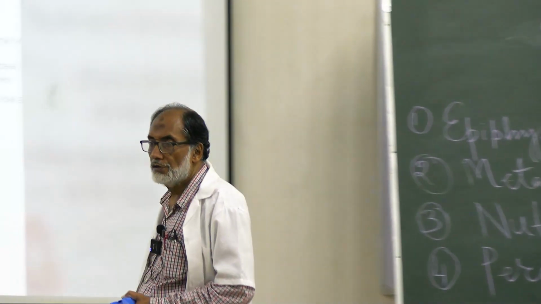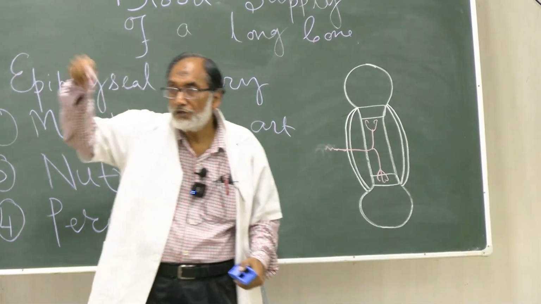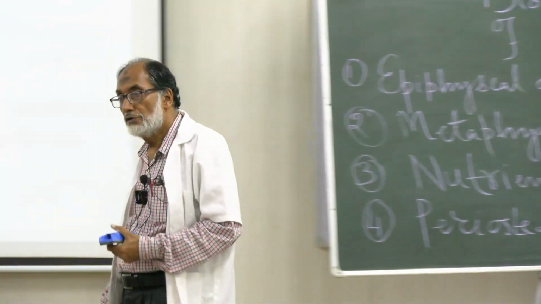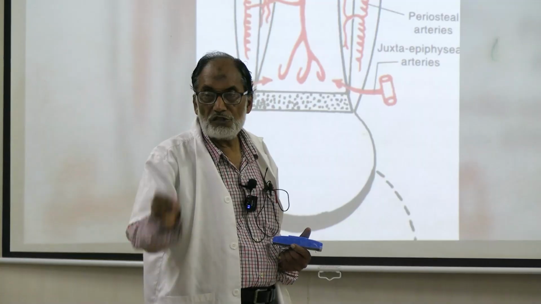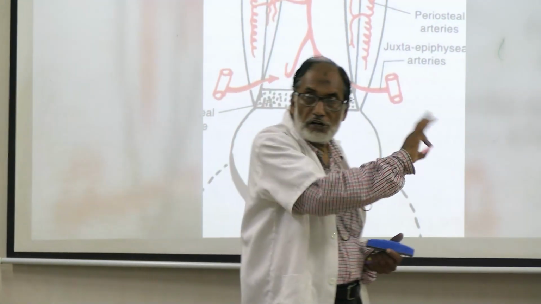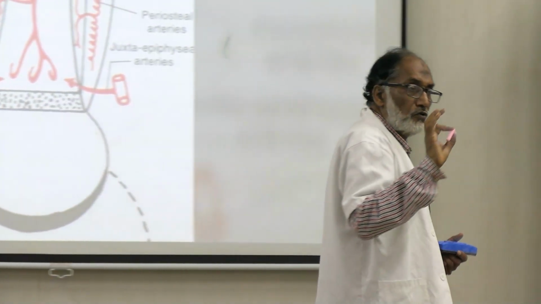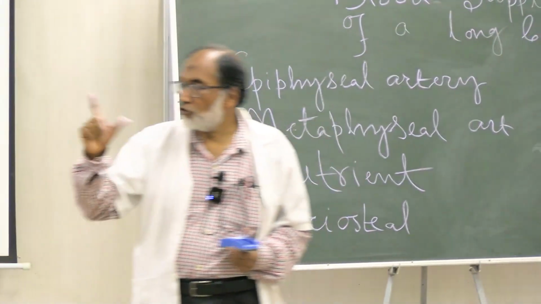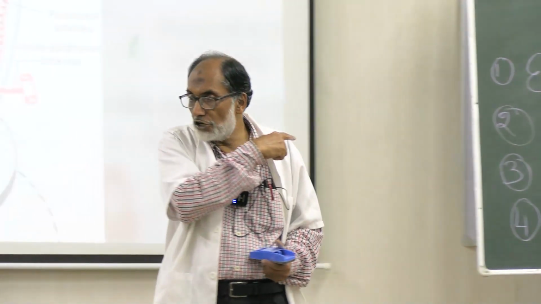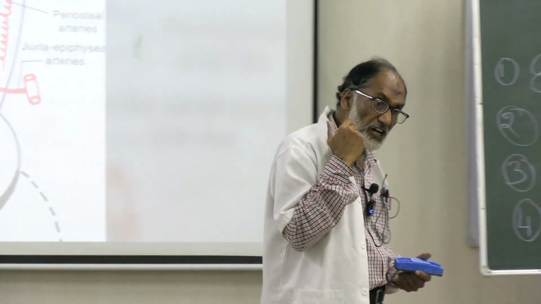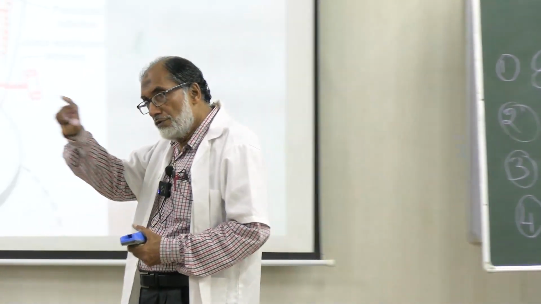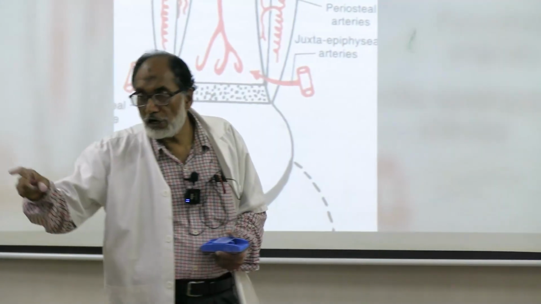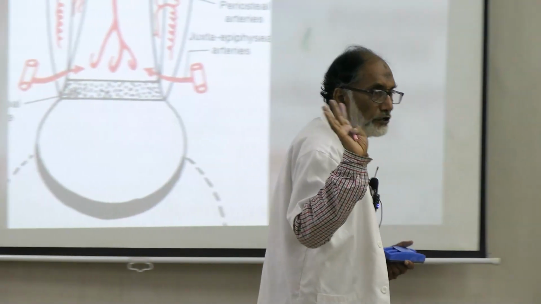It is not straight, but it is tortuous. Why is it tortuous? Sometimes you may be asked why this nutrient artery is tortuous. There are several arteries in our body which are tortuous. Number one, this nutrient artery. Another artery, the facial artery. Another, the lingual artery. Uterine artery, vaginal artery. These are tortuous arteries.